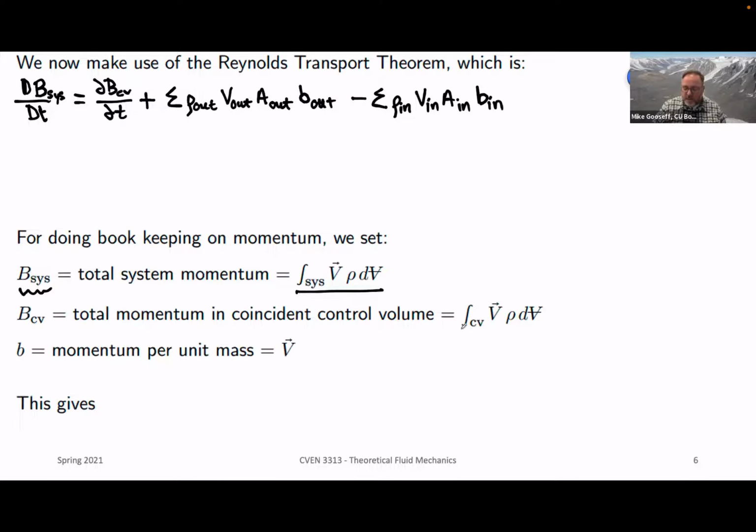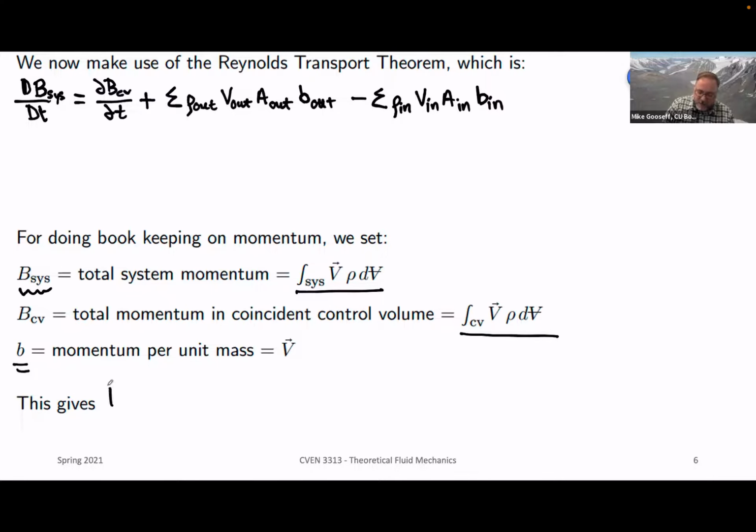So it's the integral over the control volume of the product of the velocity vector times the density over volume of our system. And then little b is equal to the momentum per unit mass. So that ends up just being the velocity vector. Okay, so what does that turn into?